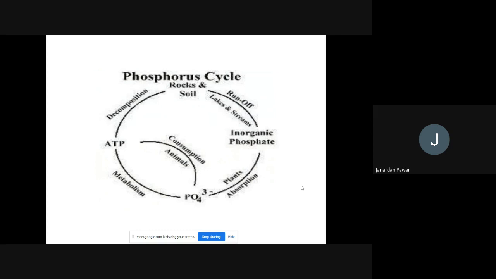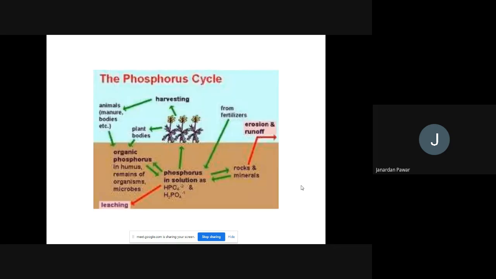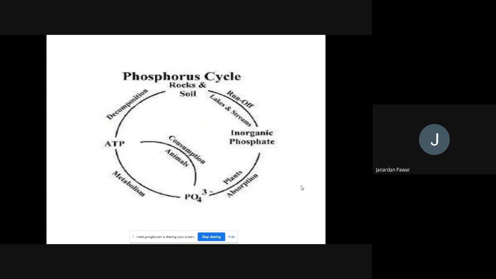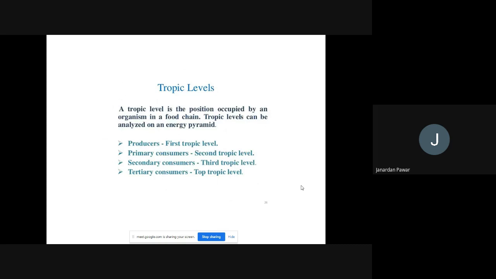Again, this one is a diagrammatic manner. That was a picture. Now this one is a diagrammatic manner. I'm trying to show you the phosphorus cycle. Then trophic levels. Now we are going to talk about trophic levels. So those cycles I have shown you, I hope you guys have enjoyed my pictures which I have taken from different sources. Actually, I should say thanks to all those sources for providing these pictures for better understanding.